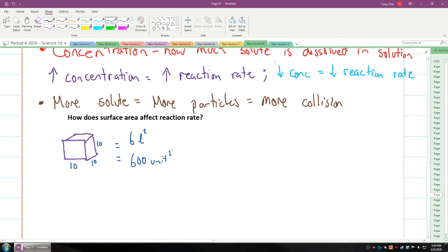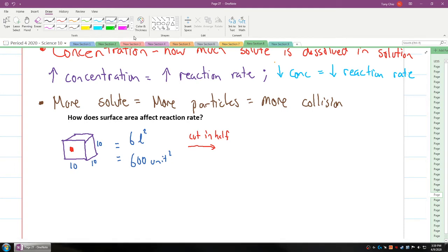Now, if I was a particle and I was trying to react with this cube, I only really have 600 places in which this cube can react, if you think of each square unit as a place for the cube to react. Each little tiny square is where the cube can react. Now, what if I cut this cube in half? So, cut in half.